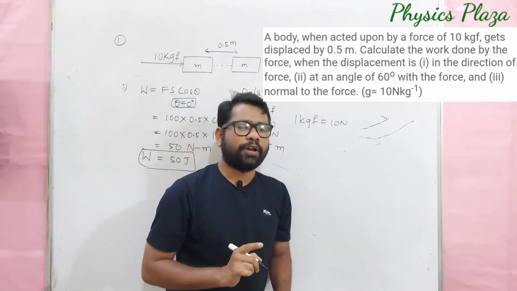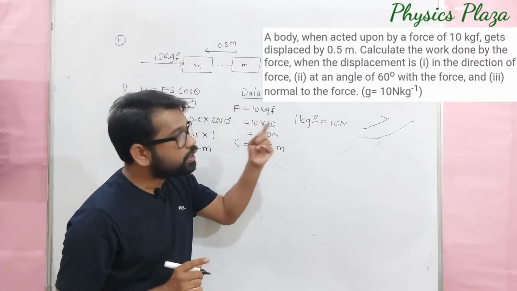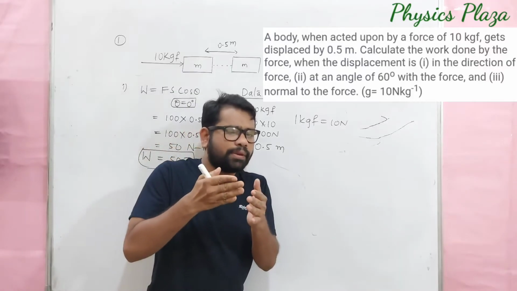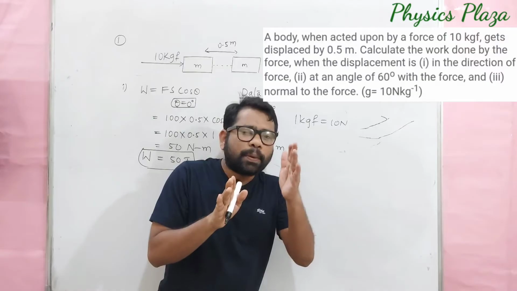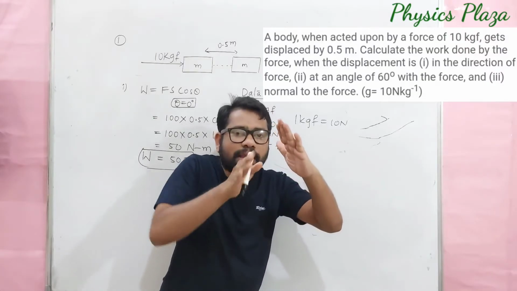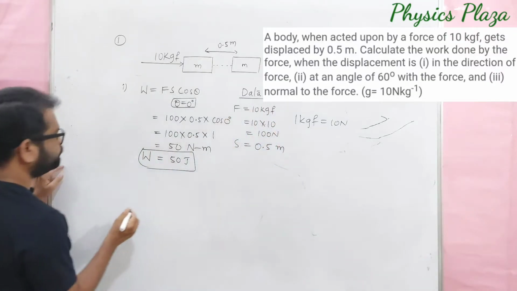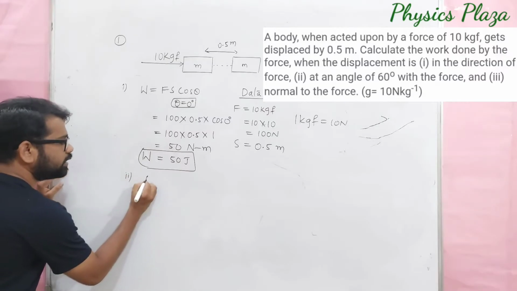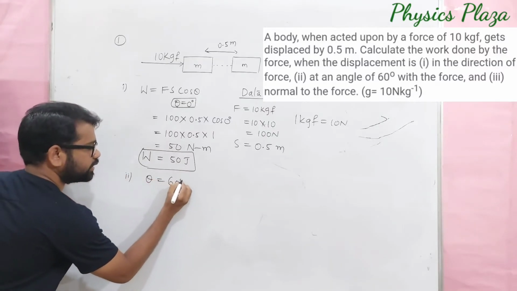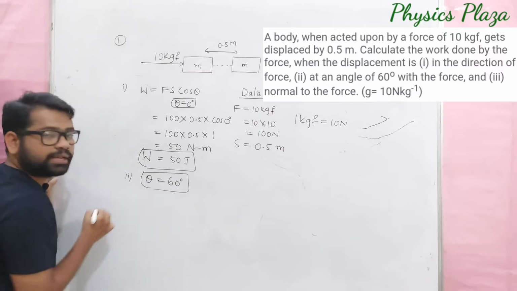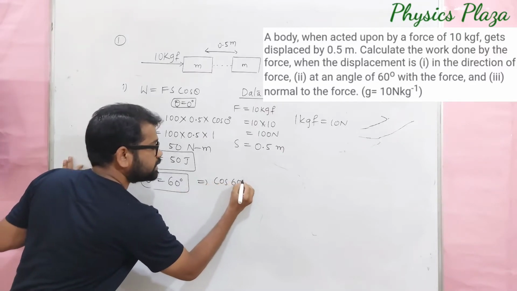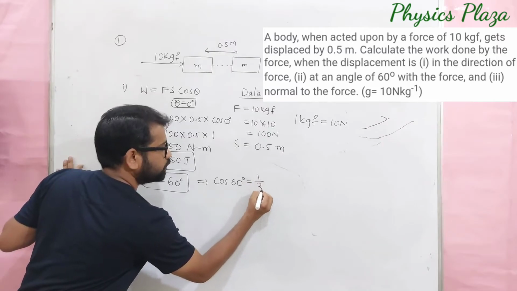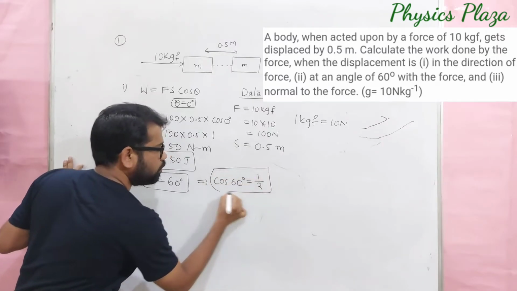Fine. In the second question, what are they saying? They are asking us to calculate the work done when the displacement is making a 60 degrees angle with the force. Look here. So, theta is equal to 60 degrees, they are saying. Children, here we should know one very important thing: cos 60 degrees is equal to 1 by 2.